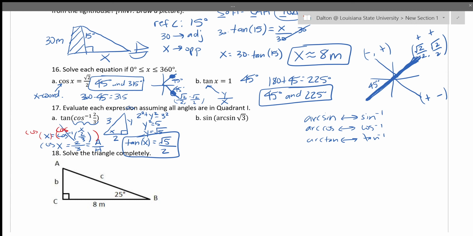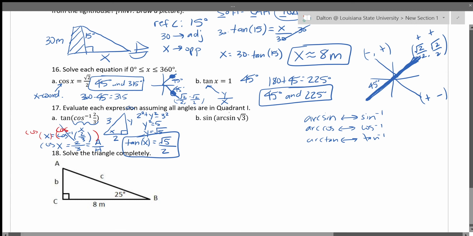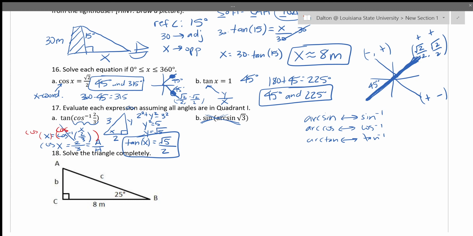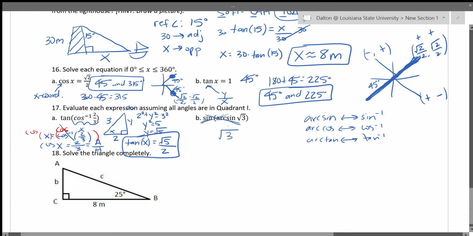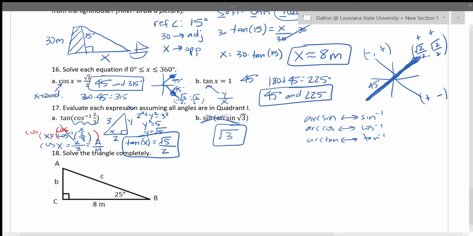So if I take the sine of arc sine, I'm basically doing something and undoing it, because I just did something and put the inverse in the same problem. So the answer here is just the square root of 3. So if I did the tangent of arctangent of something, same thing, my answer would just be the number on the inside. Okay, last question.